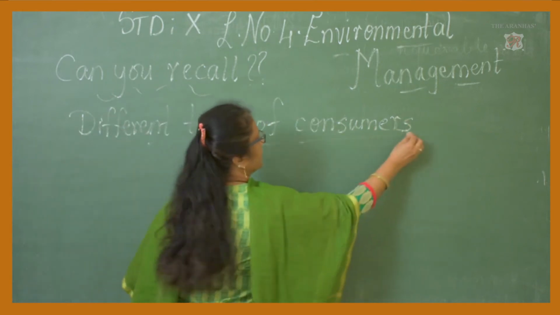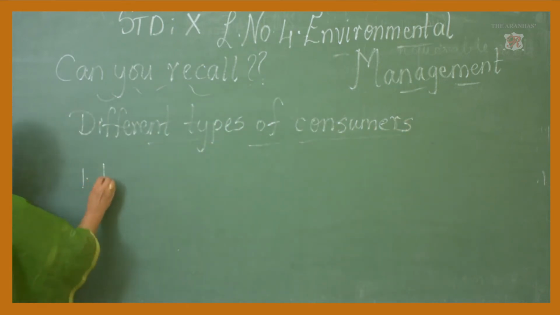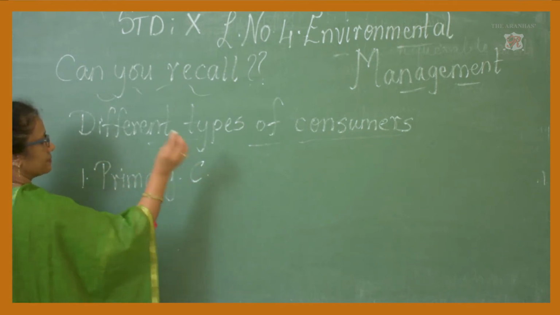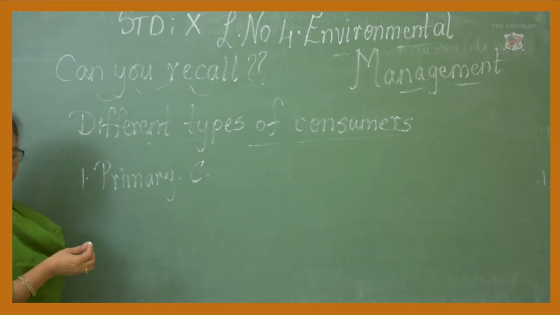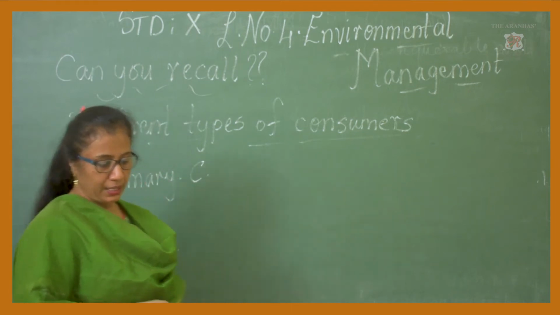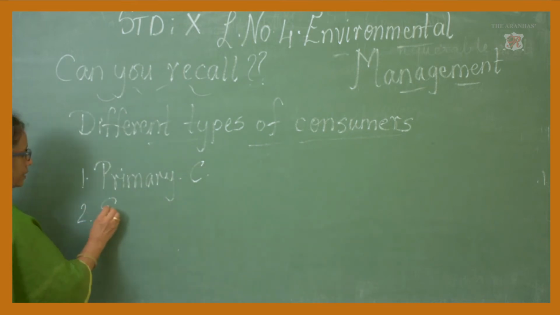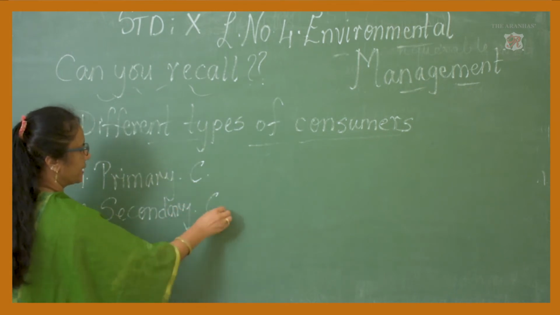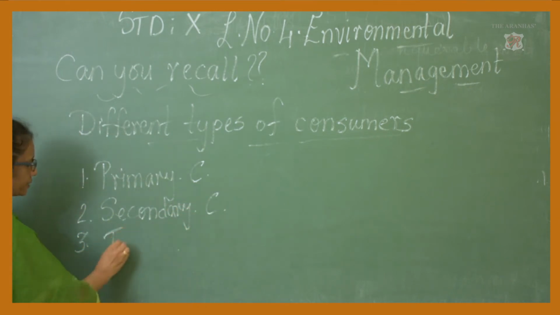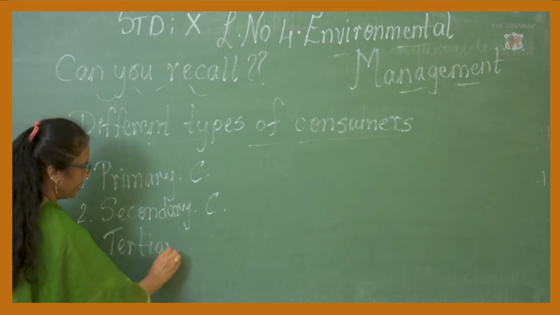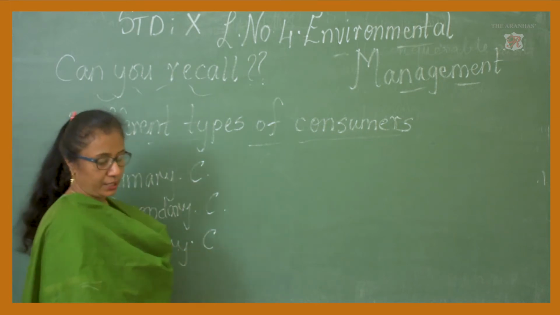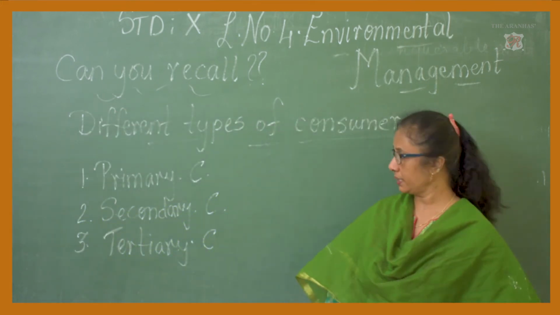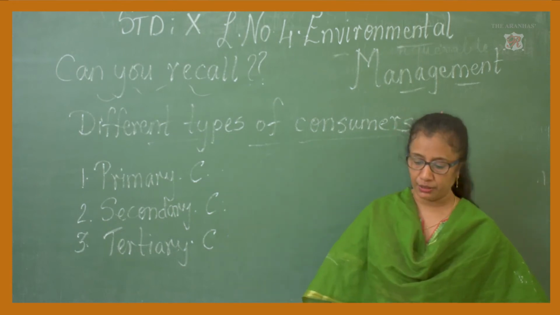Yes, different types of consumers. Anybody, the first one? The primary consumer. C means consumer. The primary consumer. Then second we have the secondary consumer. Third, we have the tertiary consumer, or the apex consumer, like we call it. These are the three different kinds of consumers there.